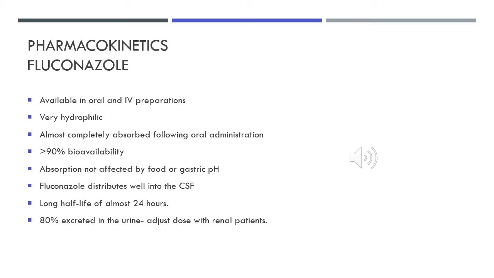As with most of the azoles, it has a long half-life. In particular, fluconazole has almost a 24-hour half-life. And 80% of the drug is excreted in the urine, which makes it good for treating UTIs, but you have to adjust the dose with renal patients if that's the case.